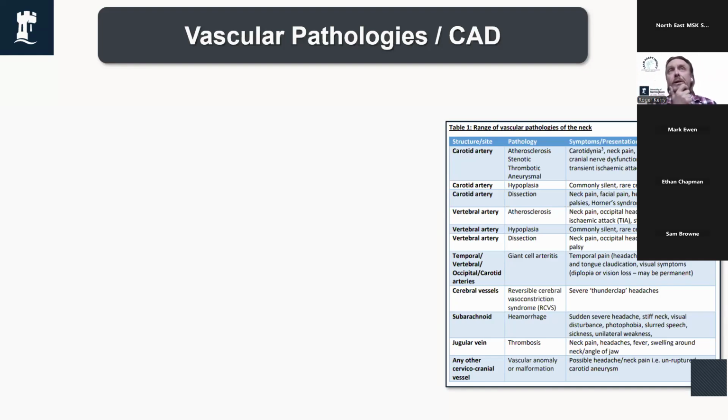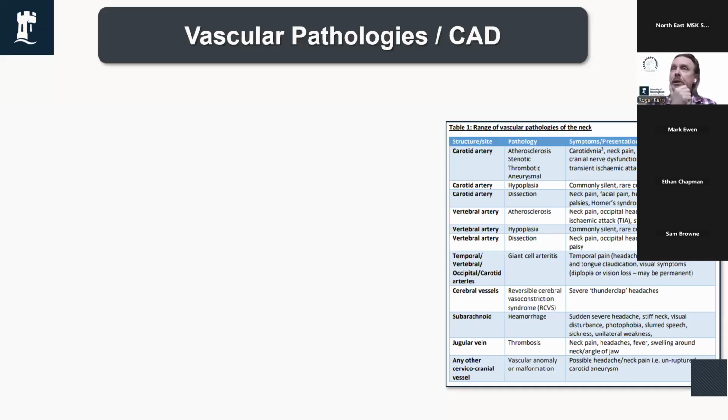So when we talk about vascular pathologies, there's the acronym CAD, cervical arterial dysfunction. That's a bit dated now. I tend to talk about vascular pathologies. Basically, all we're saying is what kind of pathologies affect the arterial system that can restrict blood flow to the head, that can potentially, and have been reported to, result in pain of the neck and the head that can mimic musculoskeletal pain. And that is this list here.